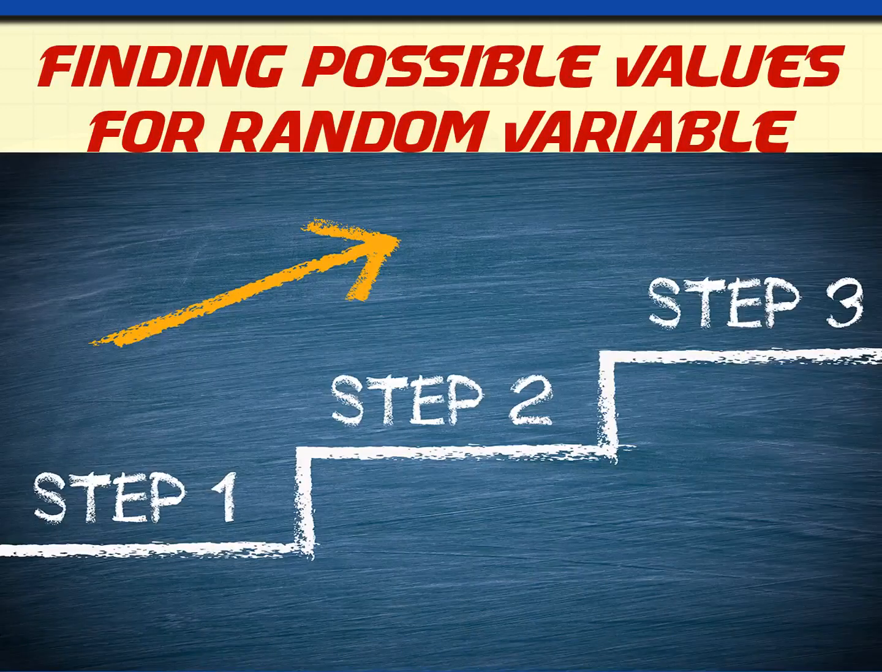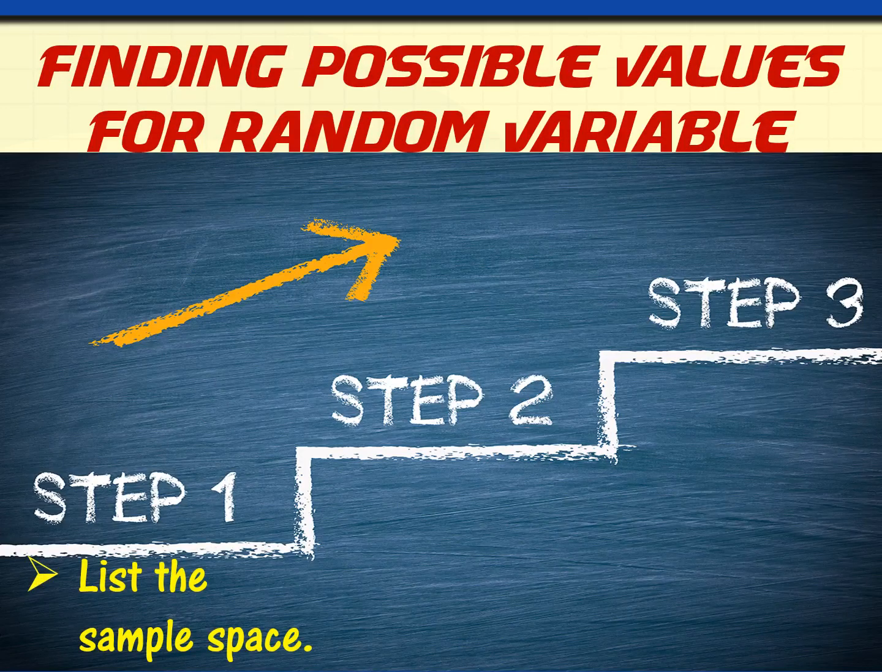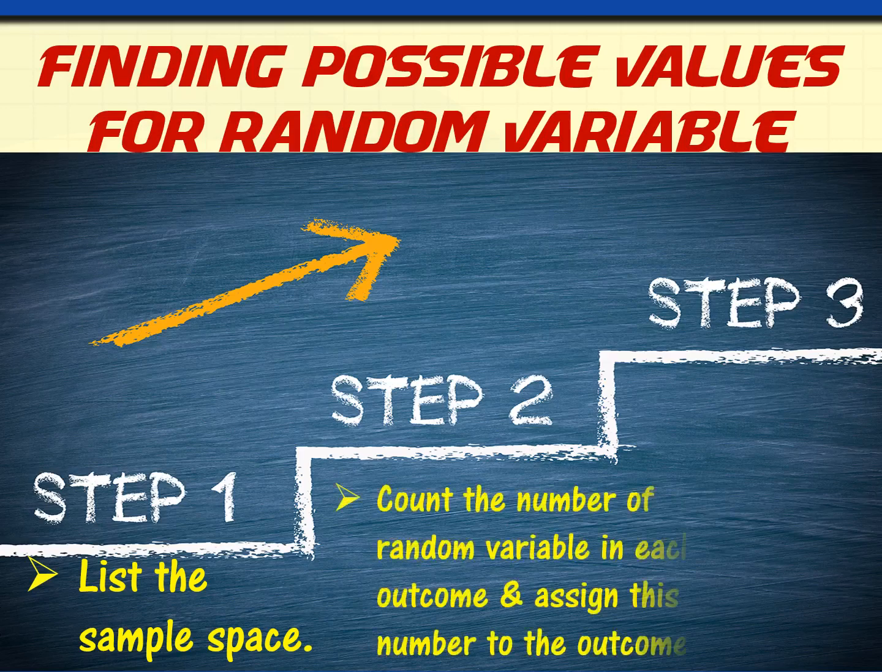There are three steps in finding the possible values of a random variable. The first step is to list the sample space. Okay, so we have discussed the sample space in our previous lesson. The second one is to count the number of random variables in each outcome and assign the number to this outcome. And the last one is to make a conclusion.